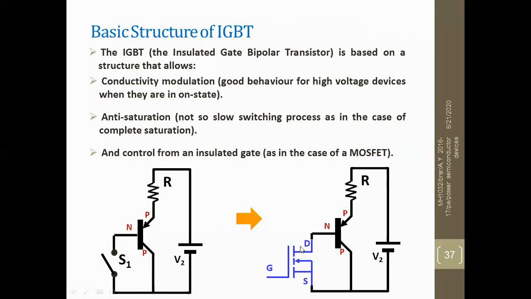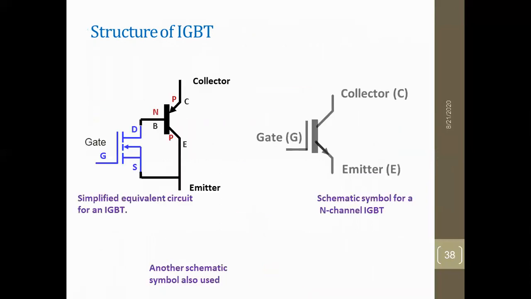This is the symbol. Here, gate, and also the, actually sorry, the drain and source have been given. That is actually collector and emitter. I will replace that. In place of the drain, it is a collector, and in place of the source, it is an emitter. Here, this is the schematic symbol of the N-channel IGBT. This is the gate, this is the collector, and this is the emitter.